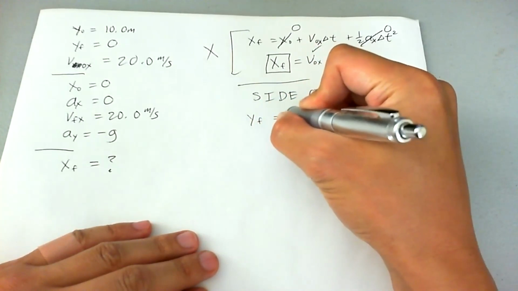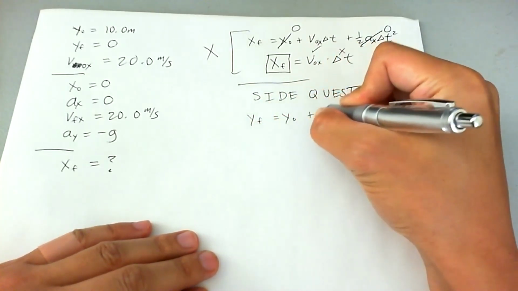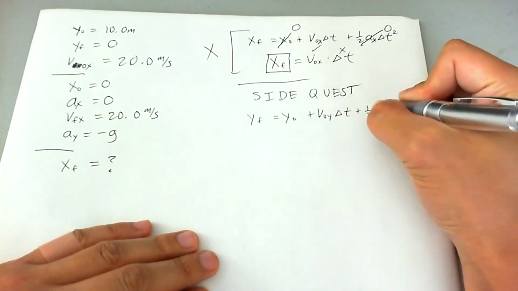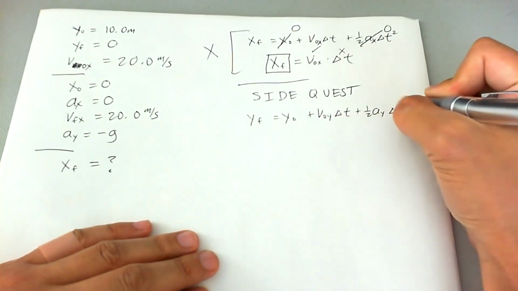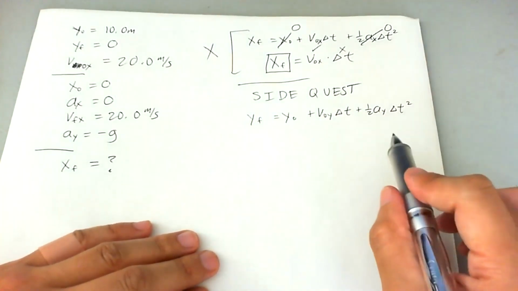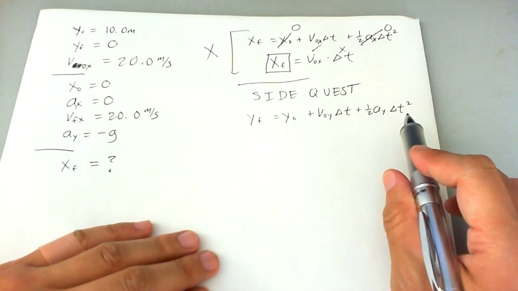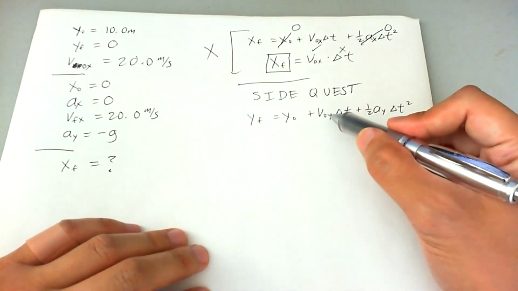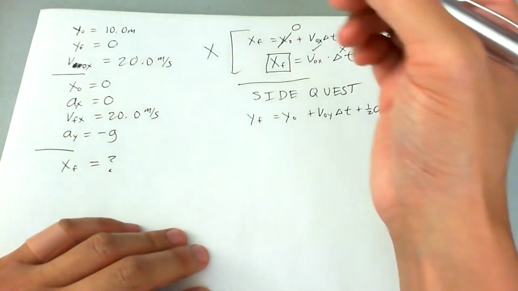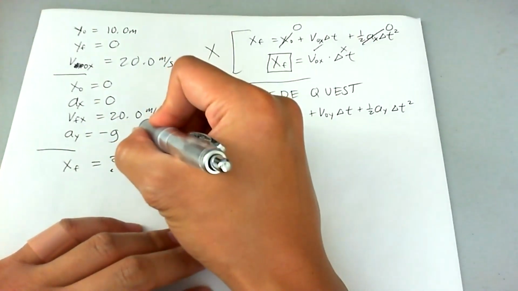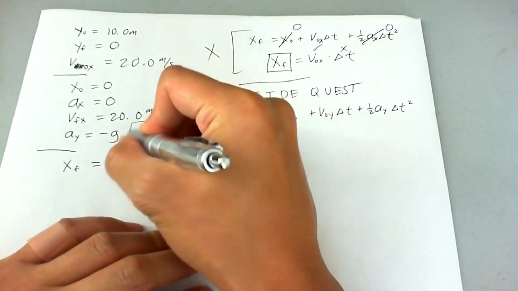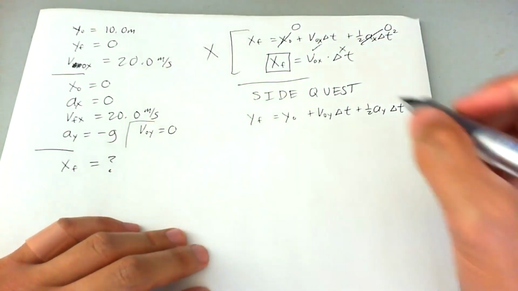So we do that by using another equation. YF this time is equal to y naught plus v naught y delta time plus 1/2 ay delta time squared. And notice that delta time does not have a y or x subscript because it's universal. The initial velocity in the y direction, we didn't write this down, but it is known. The initial velocity in the y direction is 0 as well. So I'm just going to have that as a little separate thing.